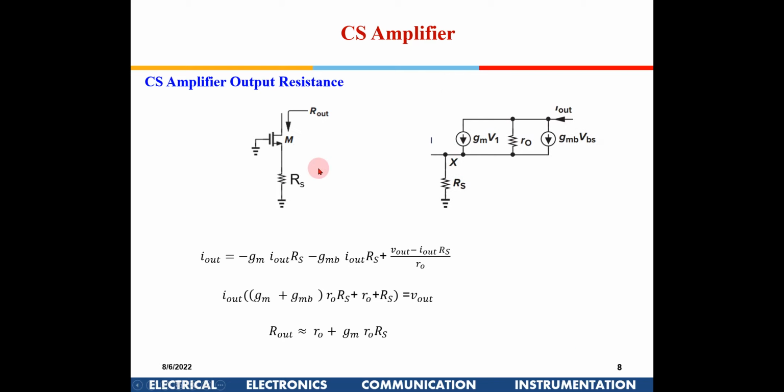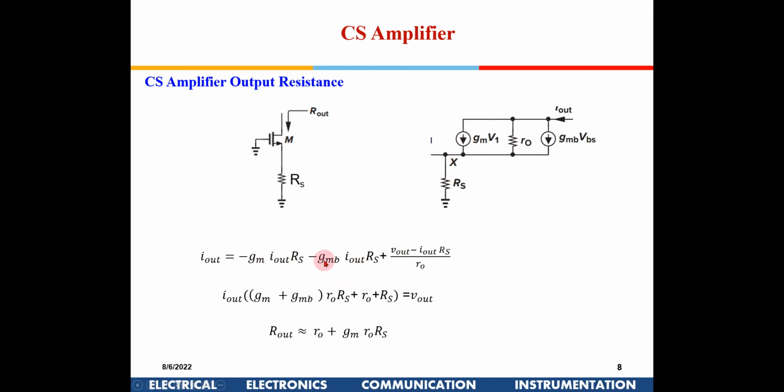Now the one thing we left out in the last class: what is the output resistance when you see from here? If I apply a voltage out here, there are three currents out here. So I write Iout is equal to minus GM times the voltage. The voltage at the source will be Iout RS, and VGS, because this is ground, will be minus Iout RS. So this becomes minus GM RS, this current. Similarly VBS, the source is at Iout RS.